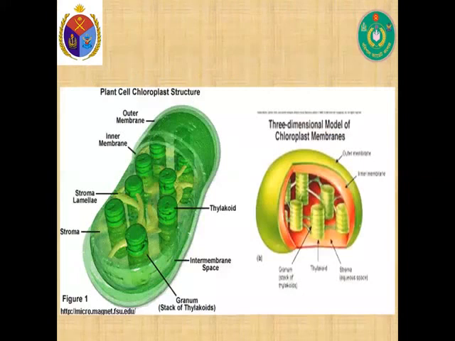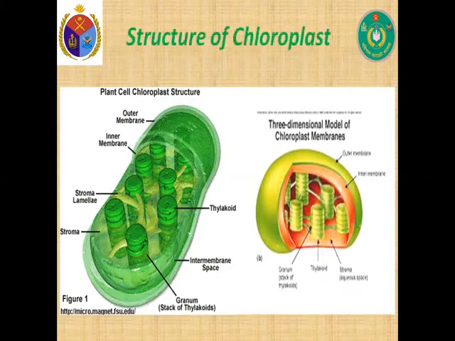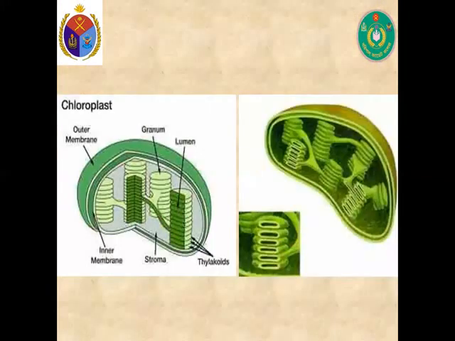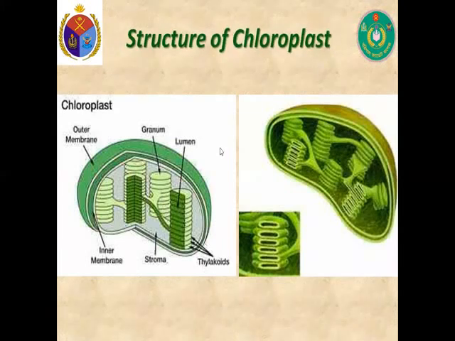Look at this, the structure of chloroplast. These are the stromal lamellae, thylakoid, and the bundle of granum, and in plural form grana. Structure of chloroplast.